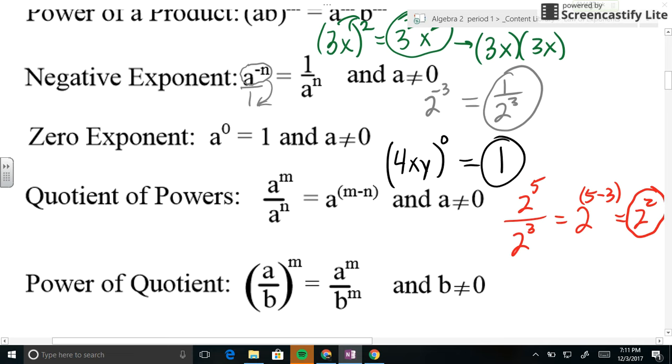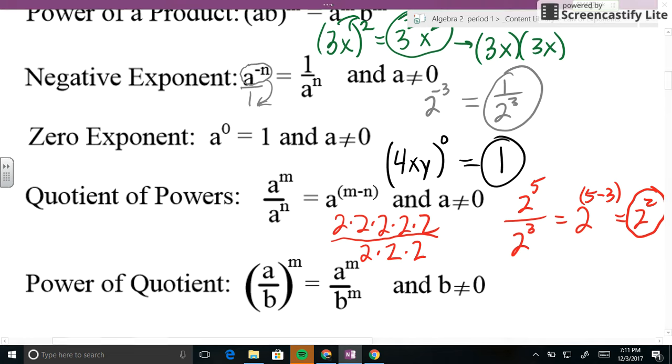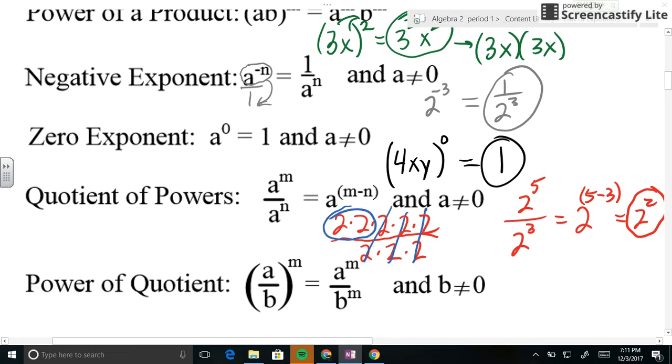The reason why that works is because 2 to the fifth is the same thing as multiplying 2 times itself 5 times. So I'm just multiplying 5 2's, putting that over 2 multiplied by itself 3 times. And then anytime I have a number on the top that's the same as the number on the bottom, I just cancel them out. So I cancel out the 2's there, the 2's there, the 2's there, and I'm left with a 2 times 2, which is the same thing as 2 squared. So that's how I get my answer in that one.